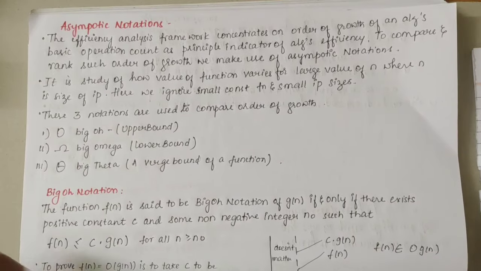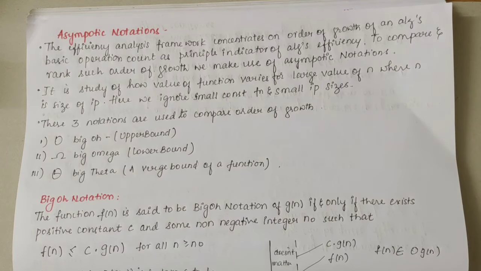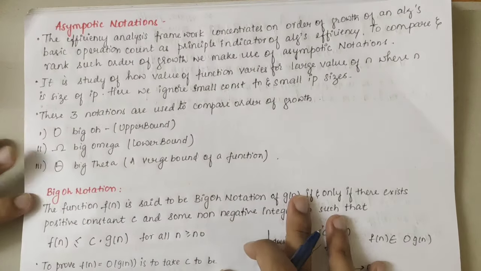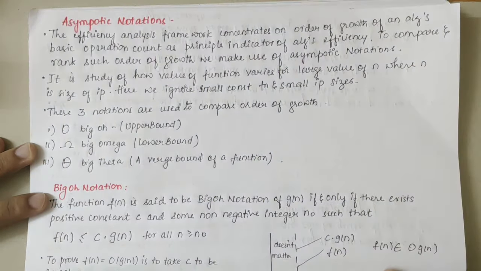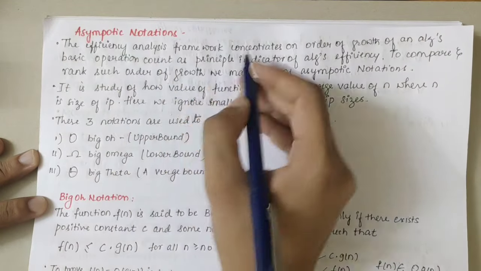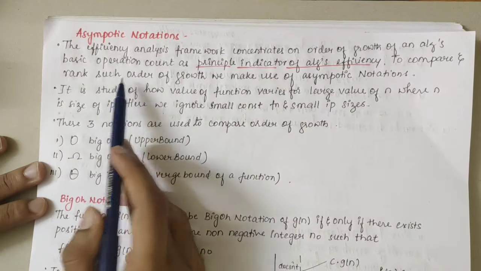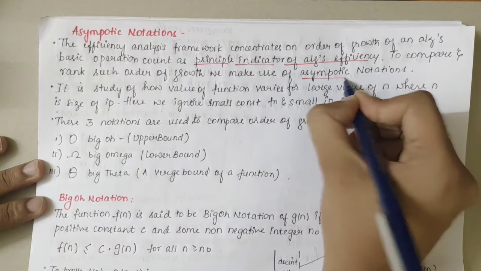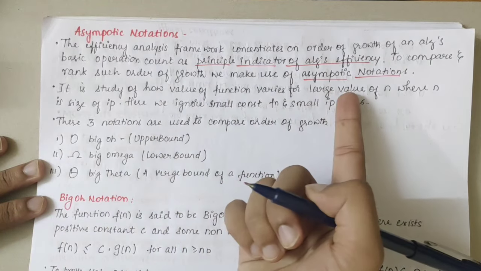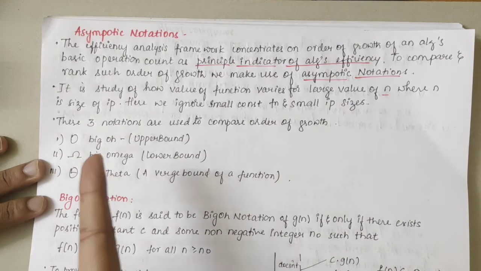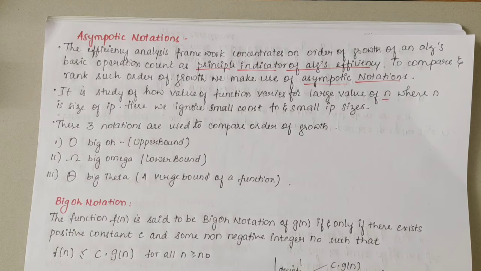We'll look into the asymptotic notations now. Asymptotic notations are a pretty important topic in exams, and it will be asked for 6 marks or 8 marks also. The definition says the efficiency analysis framework concentrates on the order of growth of n of an algorithm's basic operation count as the principal indicator of the algorithm's efficiency. So to compare and rank such orders of growth, we make use of asymptotic notations. Asymptotic notations tell us the study of how the value of a function varies for large n, where n is the size of input. Here we ignore the small constant values. So asymptotic notations are used to compare order of growth.